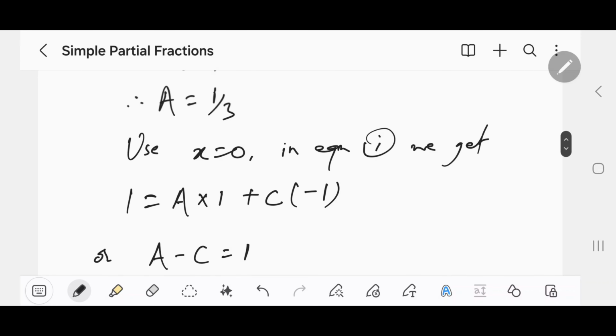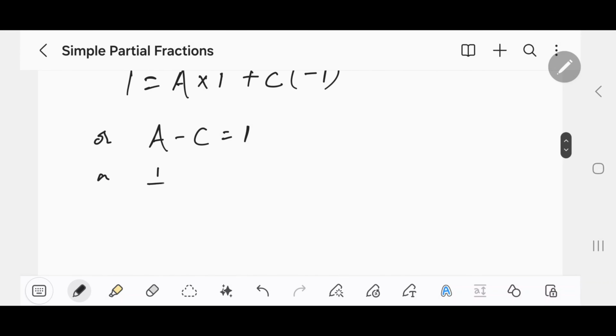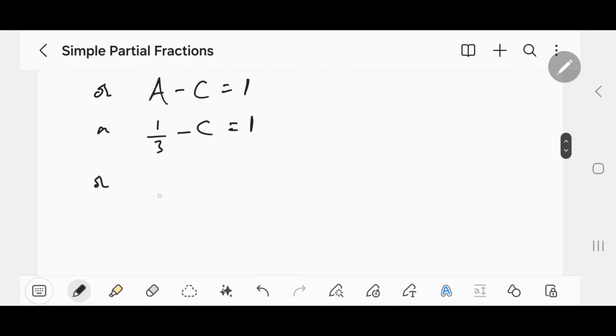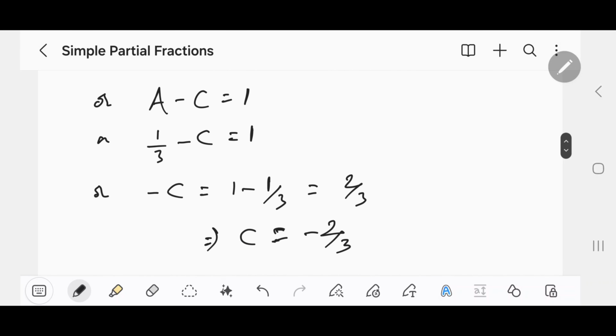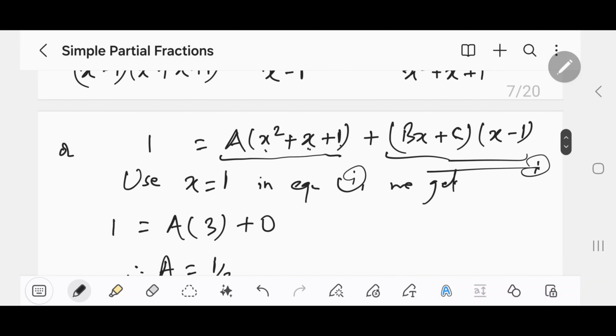a minus c equals 1. We have a equals 1 by 3. So 1 by 3 minus c equals 1, or minus c equals 1 minus 1 by 3, which is 2 by 3. That implies c equals minus 2 by 3. Now we have a, we have c. Now you can find b by using any value of x. You can use anything else.